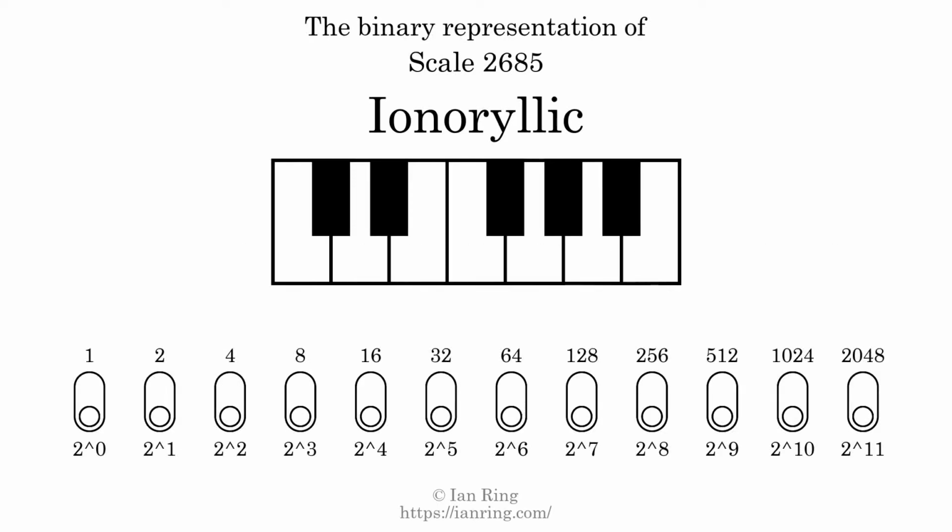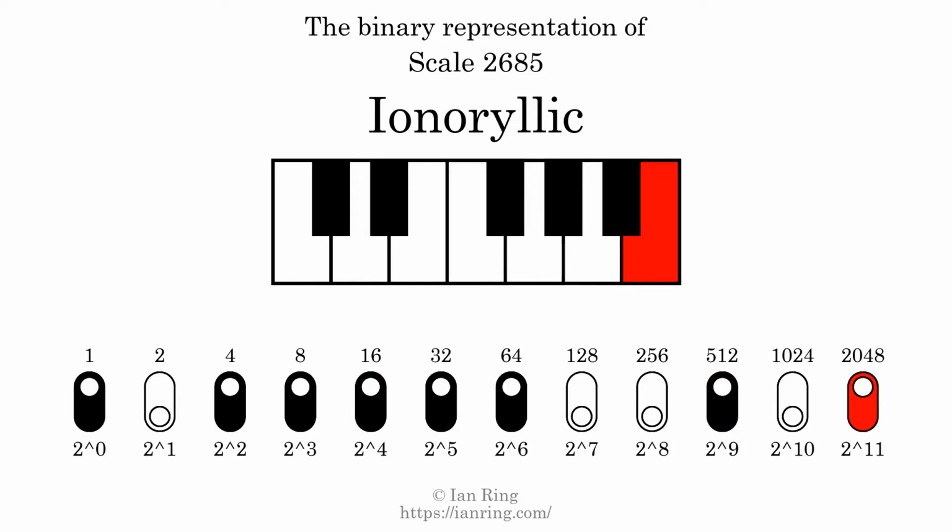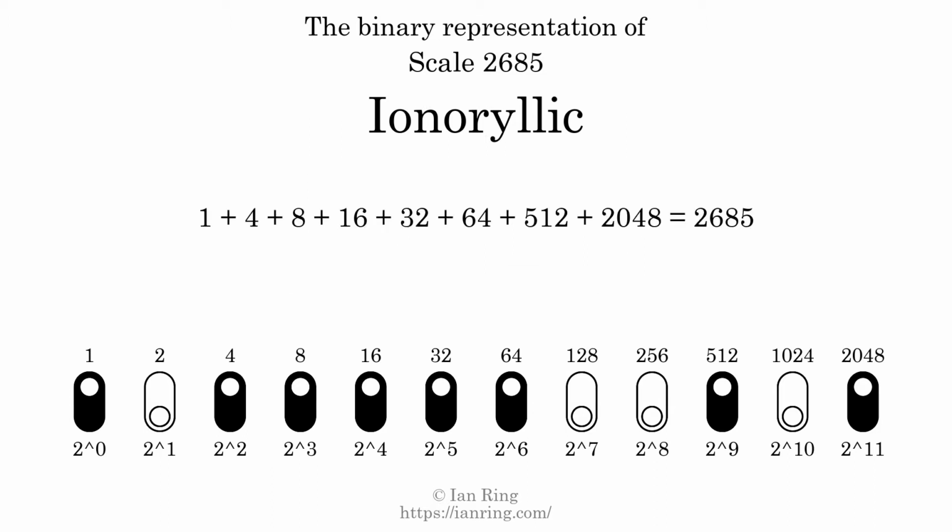The binary representation of this scale is determined by mapping tones of the scale to binary digits. Each binary digit represents a power of 2. To get the scale number, we add the powers of 2 together. The powers of 2 that are present in the scale, all added together, equals 2685.